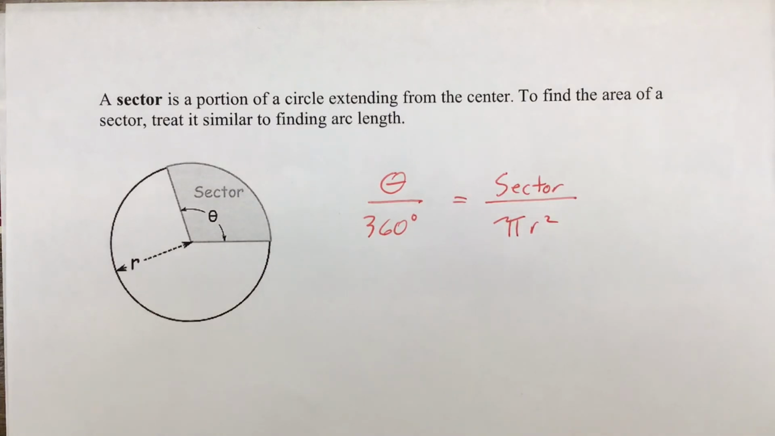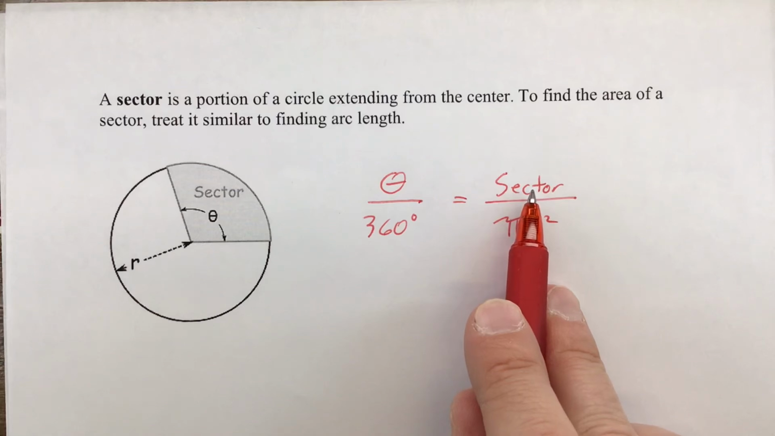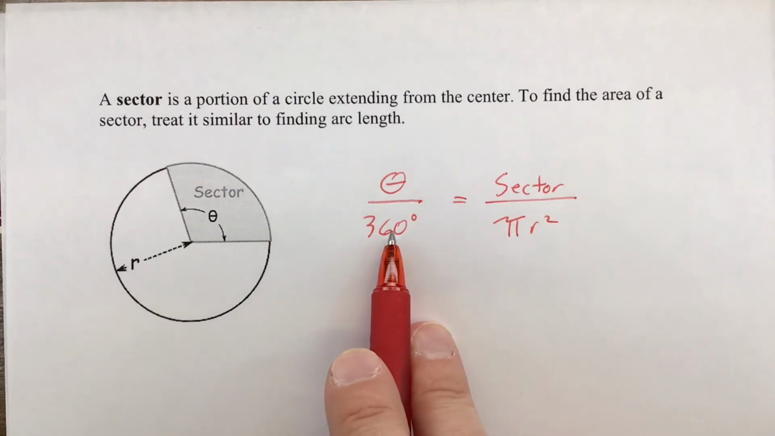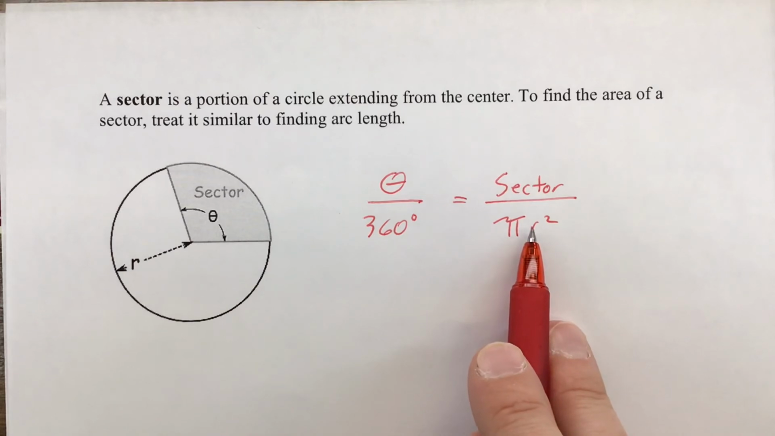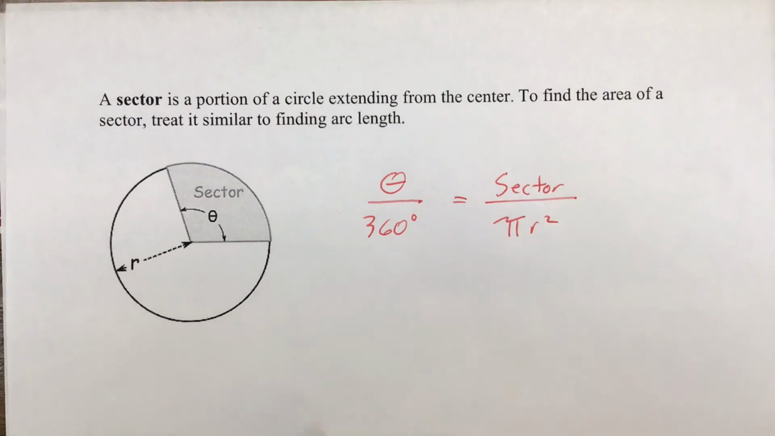Most likely you're trying to solve for this piece right here. You want to know that, and that would be your x. You would have the central angle that you could put over 360. Here you would calculate the total area. You would then do cross multiplication to figure out the area of the sector.